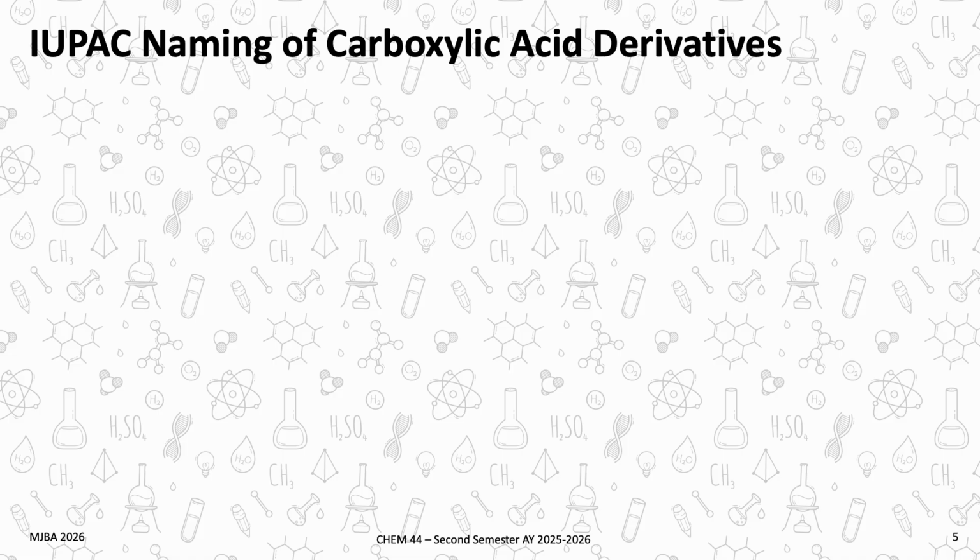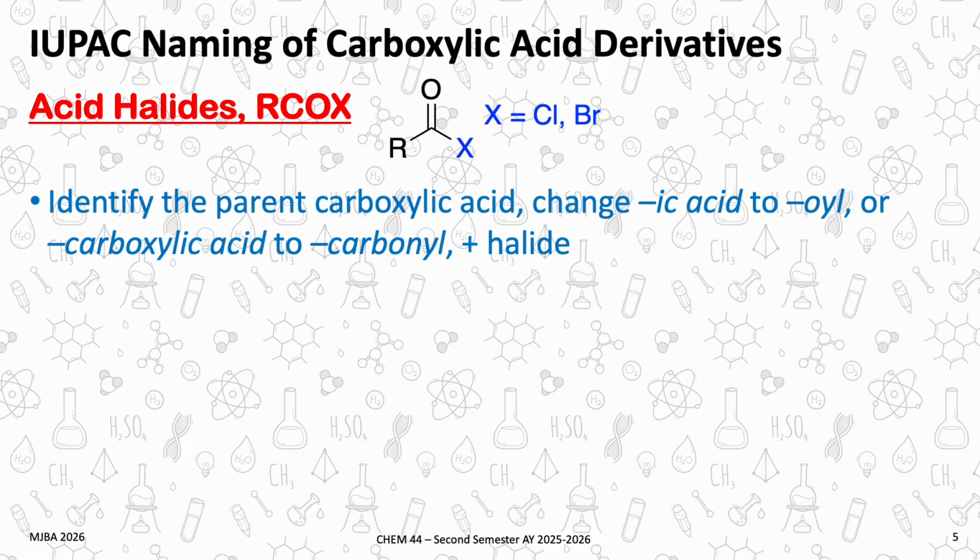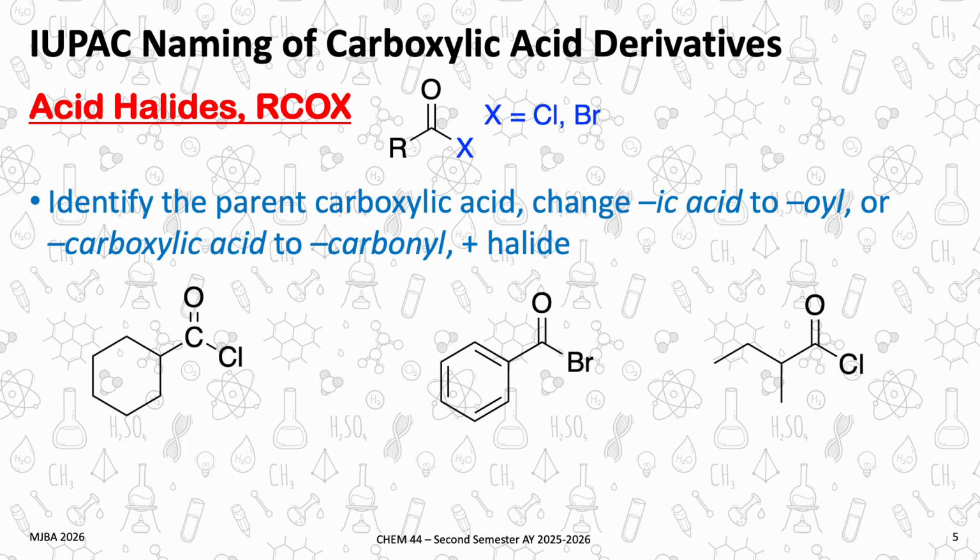Now moving on to the next carboxylic acid derivative, we have the acid halide, RCOX, either as chloride or bromide. So the name is quite simple. Again, identify the parent carboxylic acid, change the -ic acid to -oyl, or the carboxylic acid to carbonyl, and then the second word will be just the name of the halide.